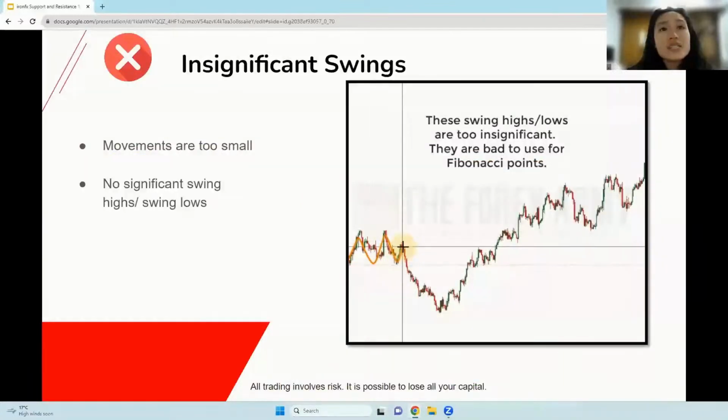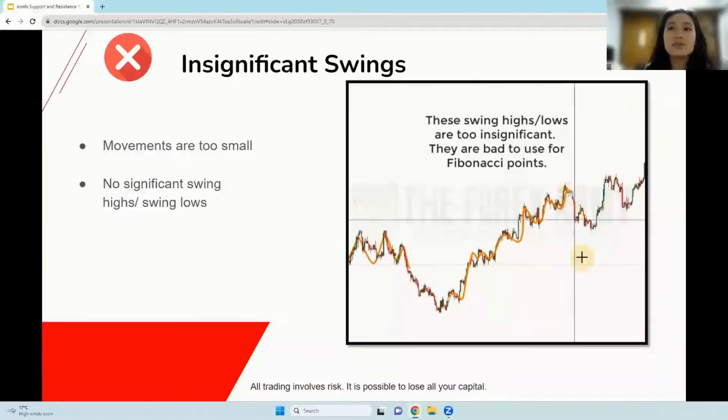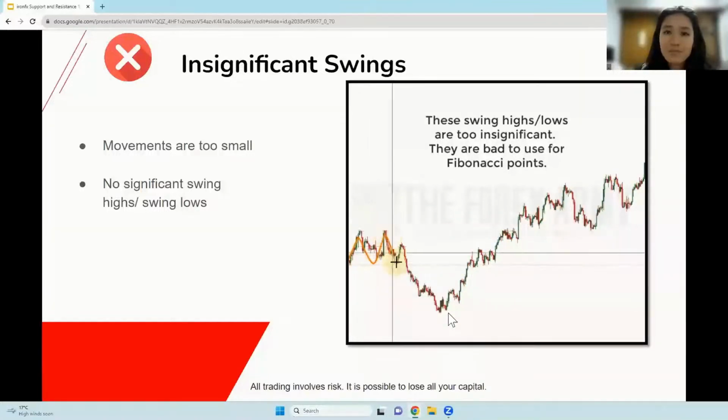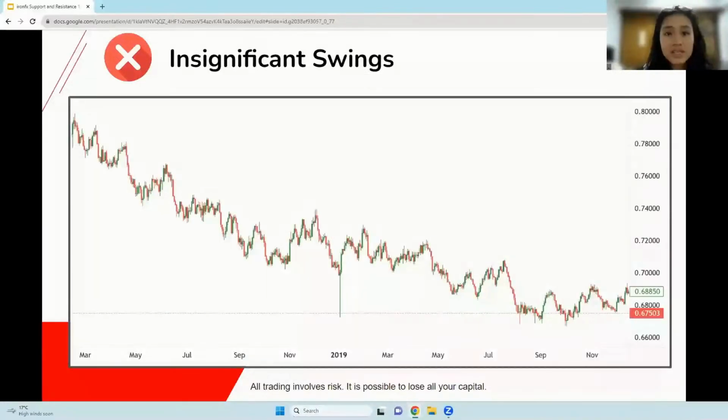Okay, so firstly, let's look at an example of insignificant swings. These are bad points to use for Fibonacci starting and ending points, but they're also not exactly good to be used for resistance and support levels. I've shown you an example here in the GIF. You can see that the price movements are really small and there's no significant swing highs or lows. Here's another example. Once again, there aren't really very clear swing highs or lows, and price movement is very small.